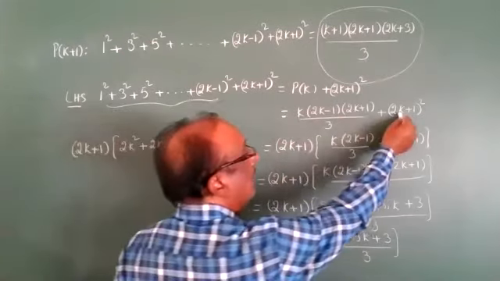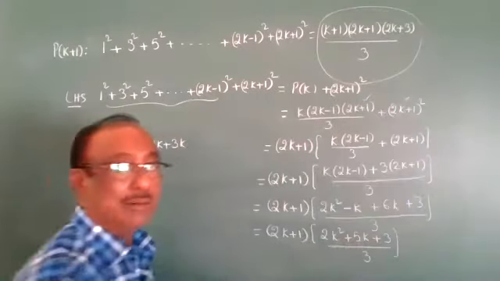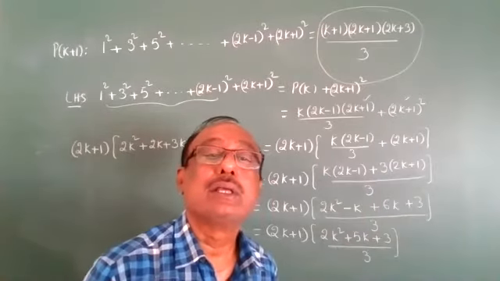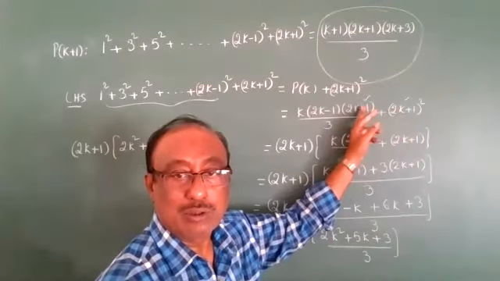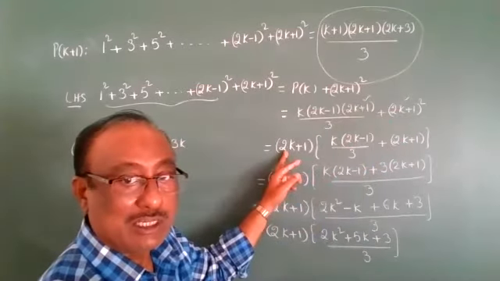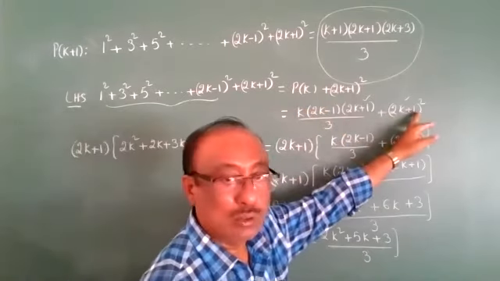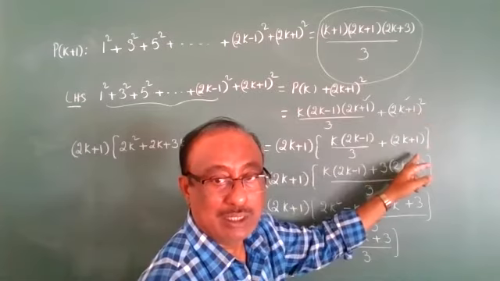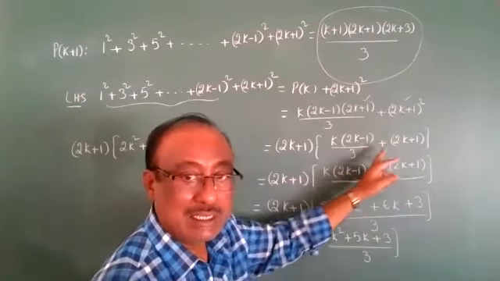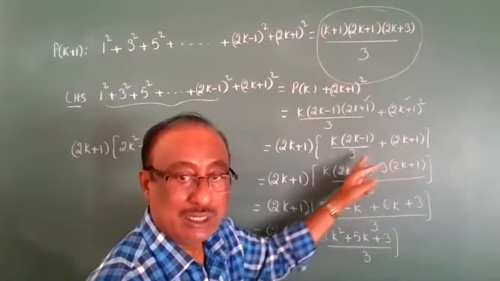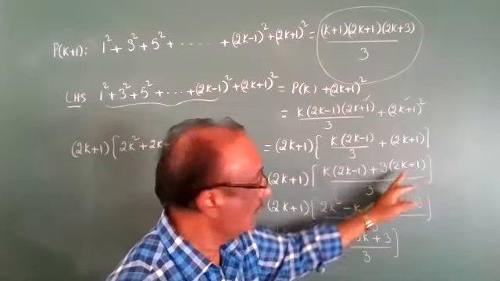Take 2k plus 1 common. Here is the 2k plus 1; 2k plus 1 is common. I will take 2k plus 1. Here is k into (2k minus 1) by 3. Out of 2, 1 is common, 1 is the remaining 2k plus 1. I am taking the LCM, which is cross multiplication: k into (2k minus 1), 3 into (2k plus 1), by 3.